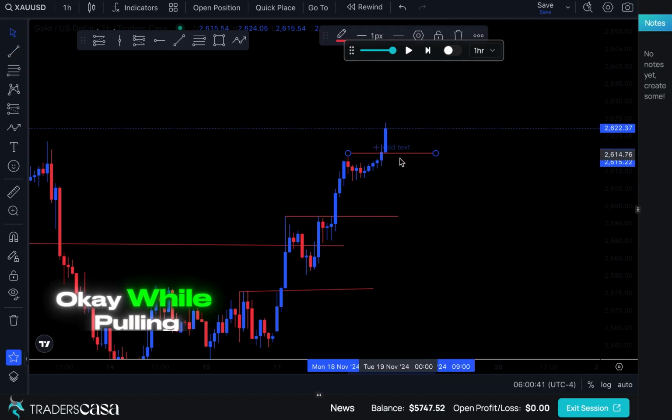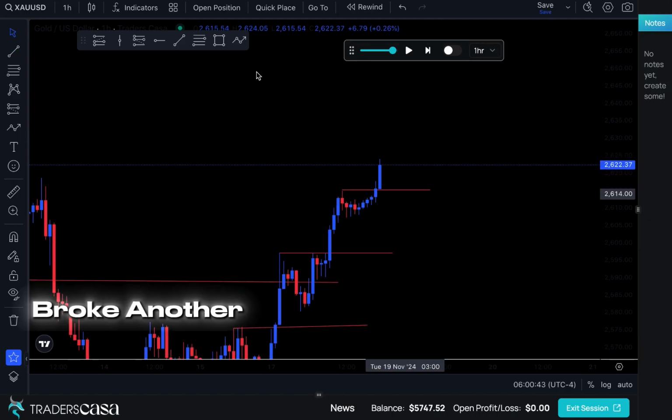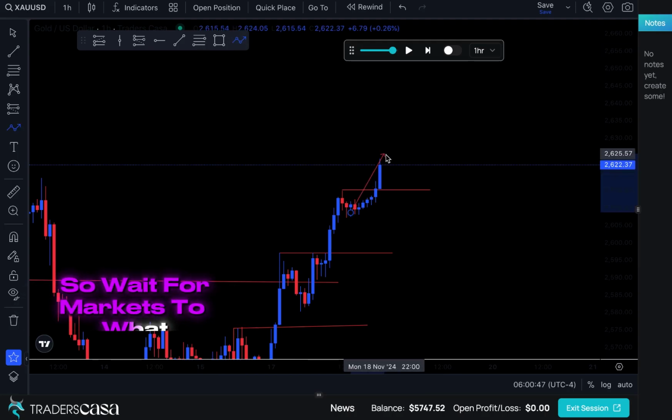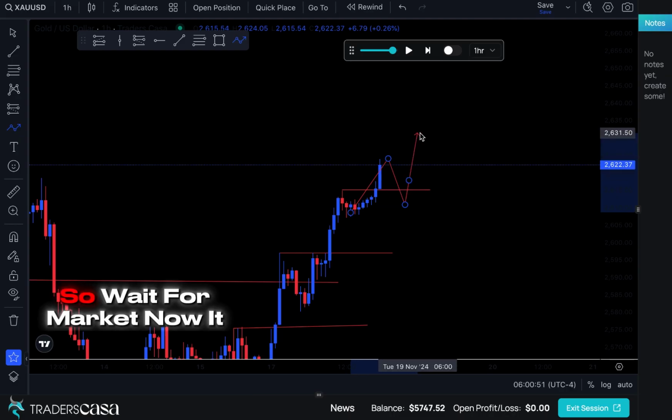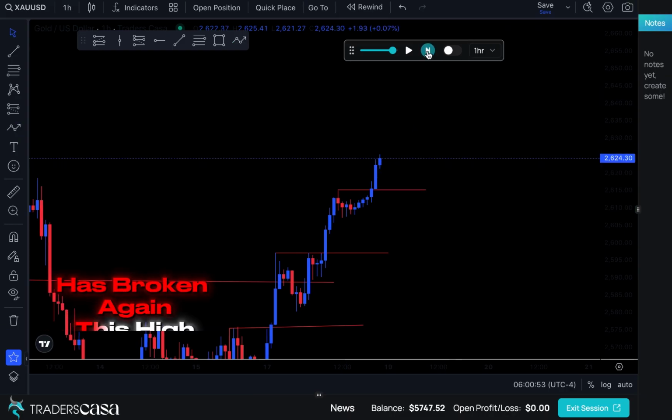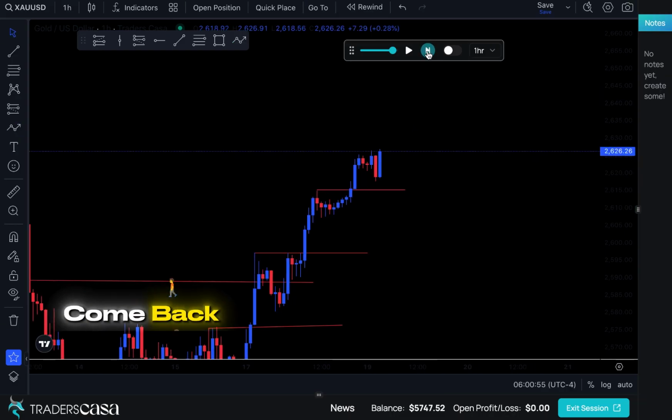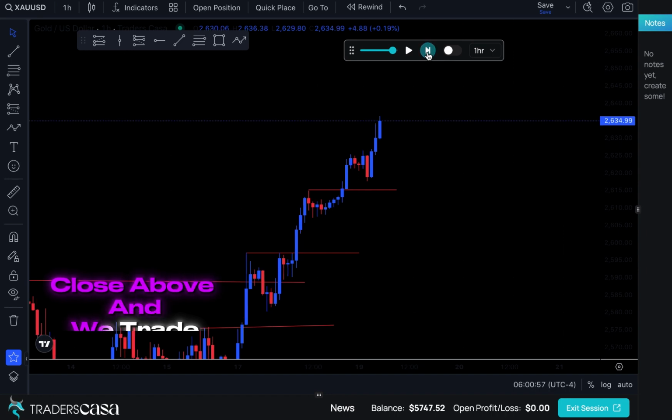Okay, why pulling back? It didn't come back here and it broke another structure again, right? So wait for market to what? Come back to that zone again and we trade. So wait for market. Now it has broken again this high. Wait for market to what? To come back, close above, and we trade.